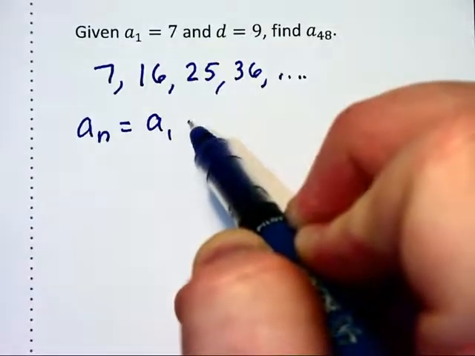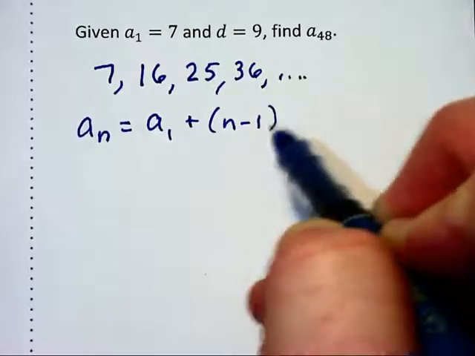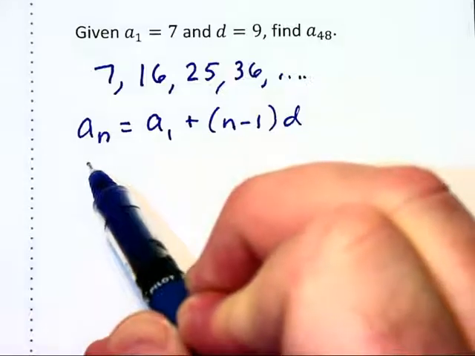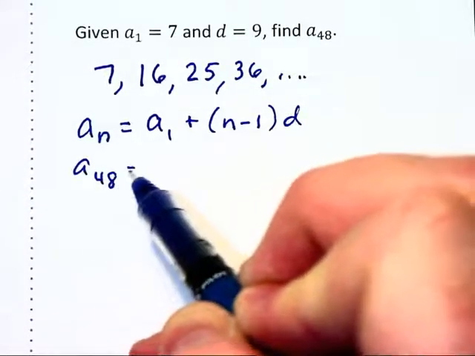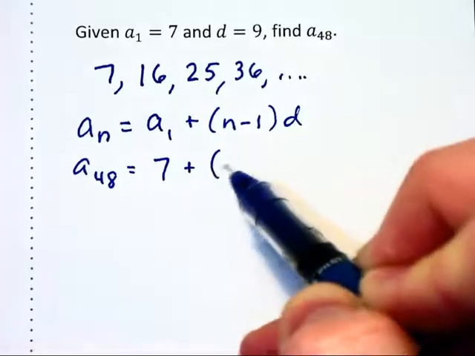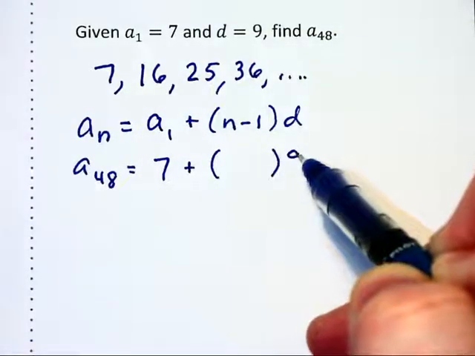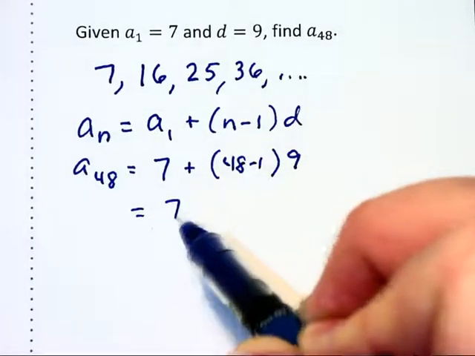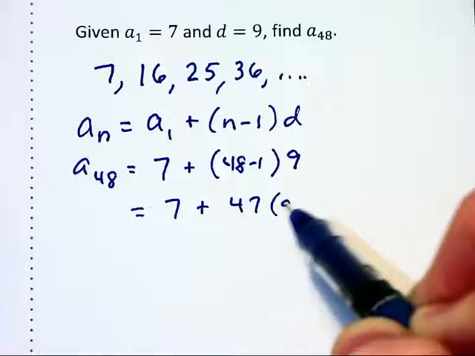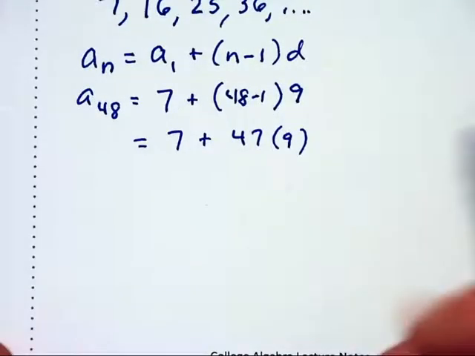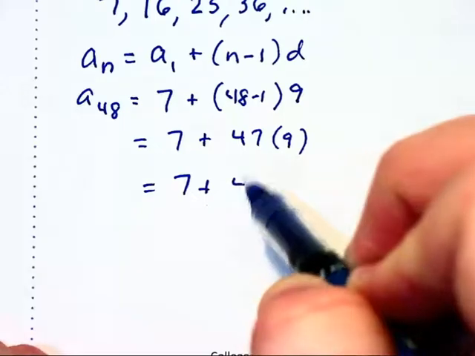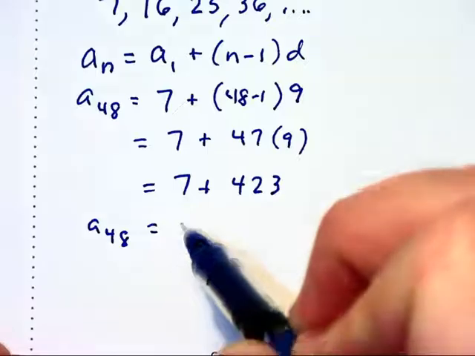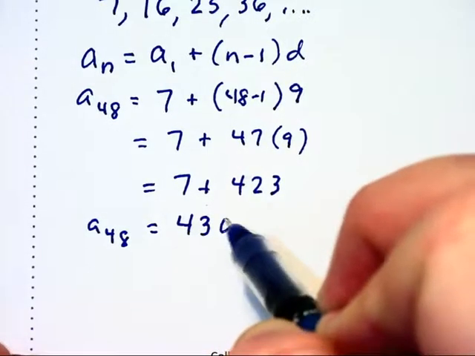You begin with the first term, and then you add on the difference n minus 1 times. So in this case, we want to find a sub 48, which means start with 7 and then add on this difference of 9, 48 minus 1 times. So this will be 7 plus 47 times 9, which is 7 plus 423. And we can find that the 48th term of this sequence is going to be 430.